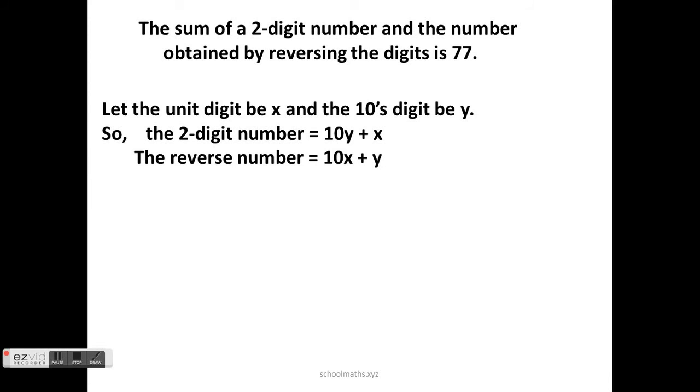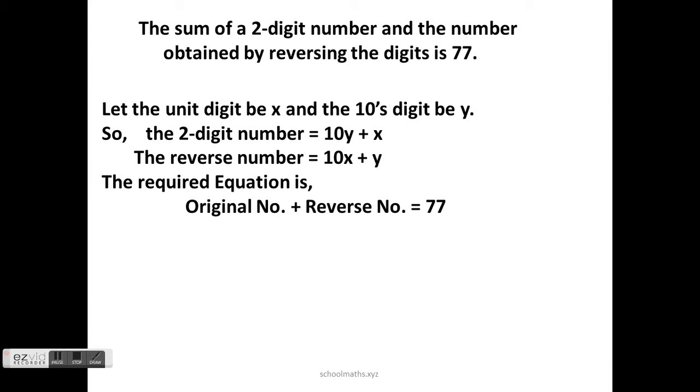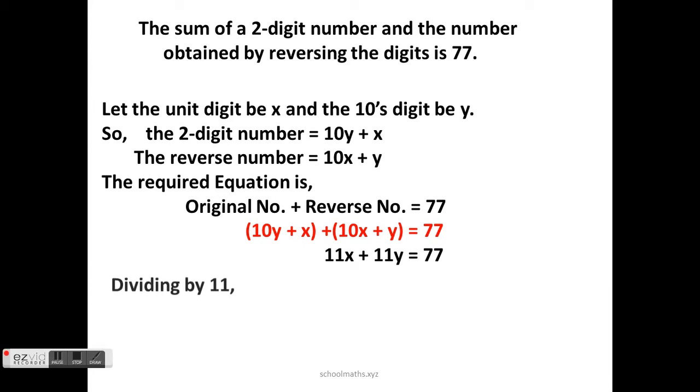The digits are reversed. Now see the statement, sum of the numbers. The original number plus the reverse number is 77. Substitute: 10y plus x plus 10x plus y equal to 77. We simplify, 11 is common. We divide throughout. x plus y equal to 7. That is the required equation.